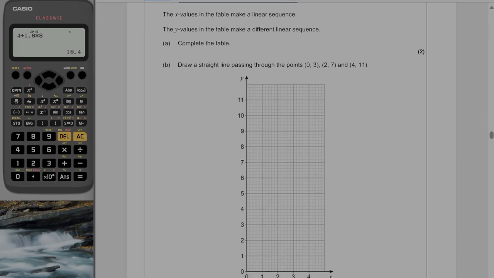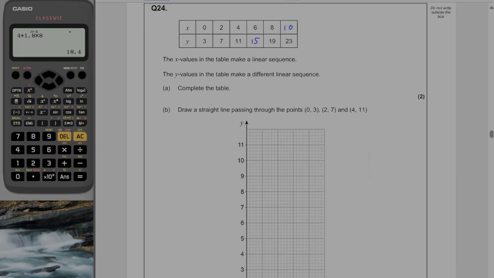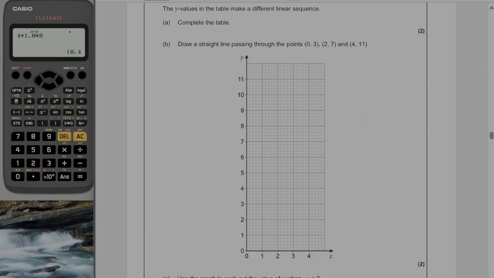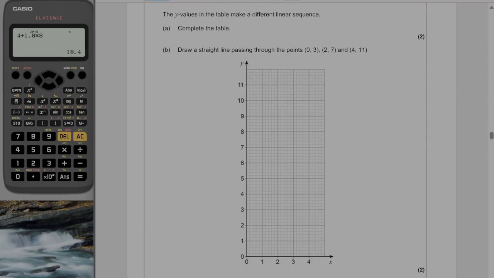Draw a straight line passing through the points. So 0, 3 would be that point there. 2, 7 would be that point there. And then 4, 11 would be that point there. So I just need to join those up with a straight line. And I'm notoriously bad with straight lines on here. Okay, that's not too bad.